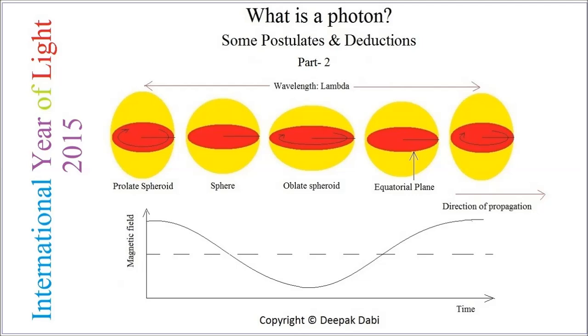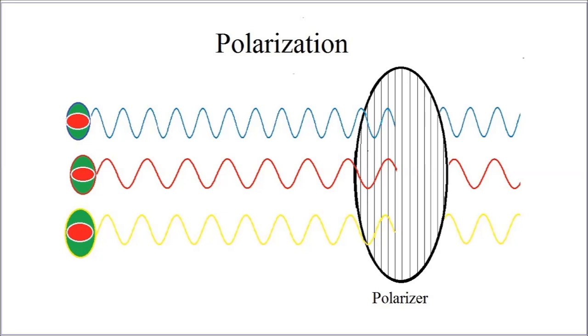Hi, this is part 2 of the slideshow about what is a photon. On the basis of postulates 1st to 5th explained in part 1 of this slideshow, we may explain polarization, diffraction and interference. Let us start with polarization. If the axis of spin of the photon is parallel to the gap between lamina of polarizing transparent crystal it passes through. Otherwise it interacts with atoms and is stopped.